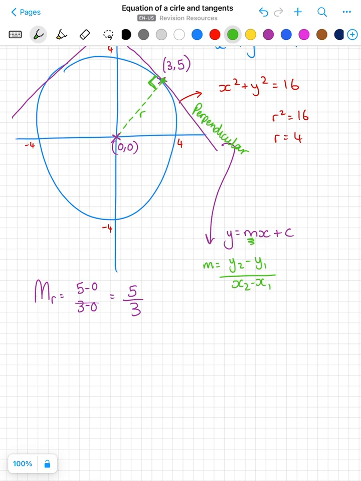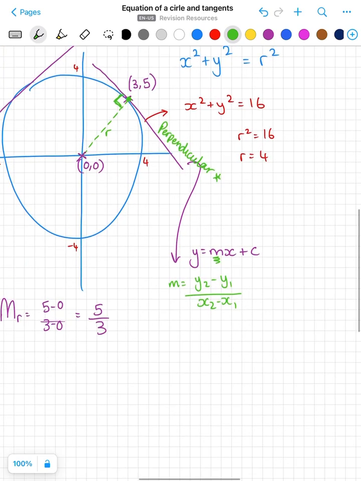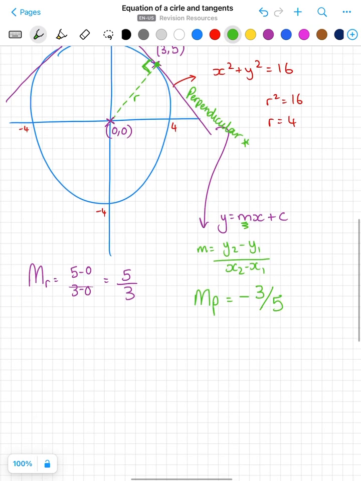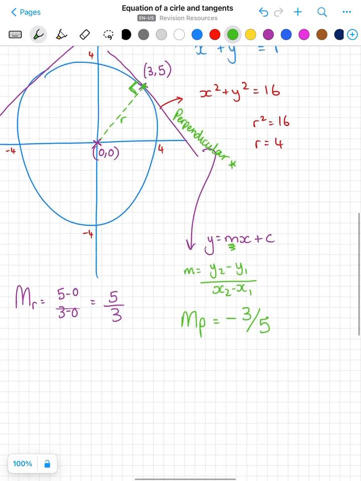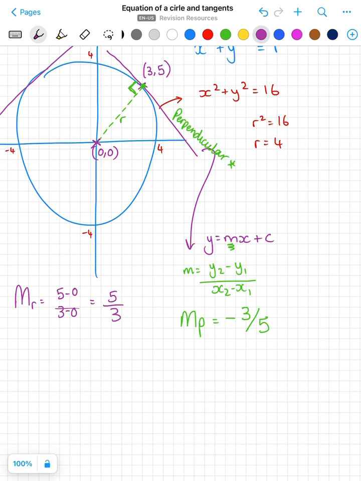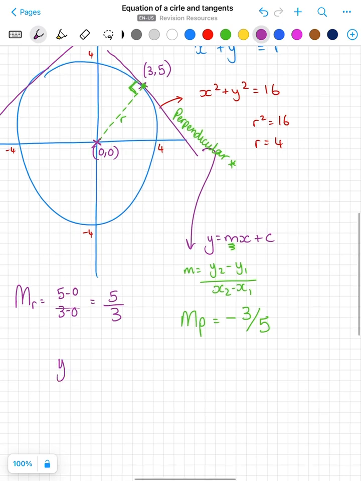Now if you're unsure of perpendicular gradients, please go back and watch our video on perpendicular lines. We then want to find the gradient of that perpendicular line, which is the negative reciprocal of the original gradient. So if the original gradient is 5 over 3, the negative reciprocal of that is minus 3 over 5. So now our tangent's equation is coming together. That's y equals minus 3 over 5x plus c.